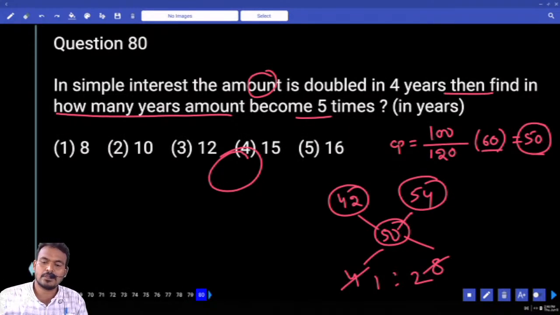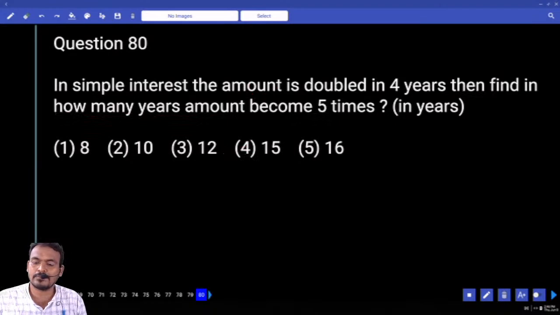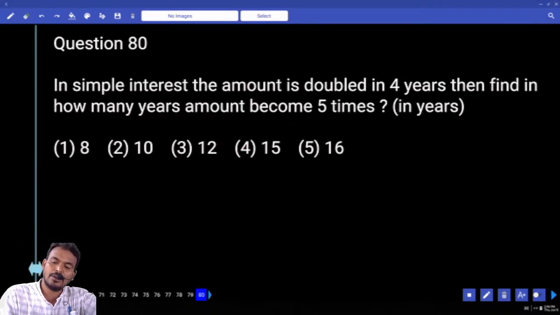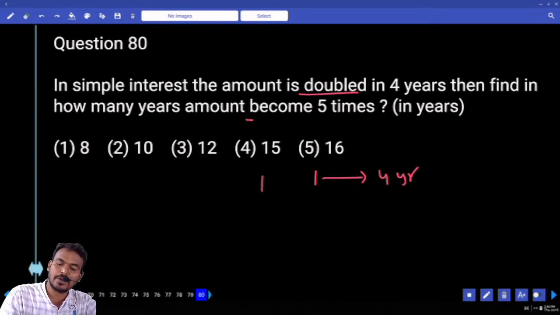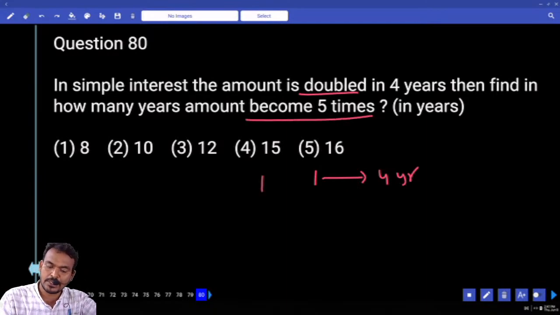In simple interest, the amount is double or triple? Double. In how many years? 4 years. Then find in how many years the amount becomes 5 times. Double means principal 1 rupee, interest also 1 rupee. That 1 rupee interest is received in how many years? 4 years. Second time it will become how many times? 5 times, means principal 1 rupee, interest 4 rupees.